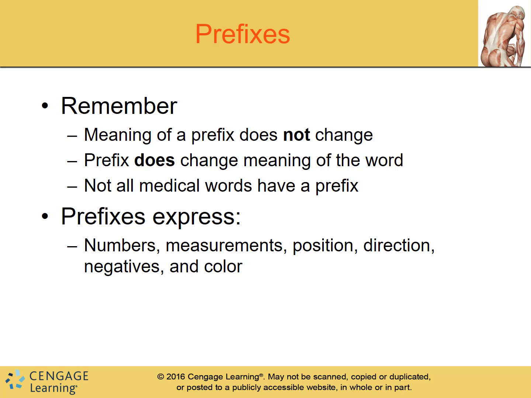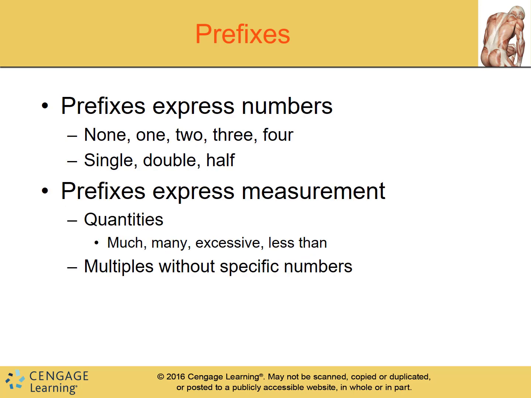Prefixes can express numbers, measurements, position, direction, negatives, and colors. They can also express numbers. Null would be like none, uni, one, bi, two, tri, three, quadra we have for four.